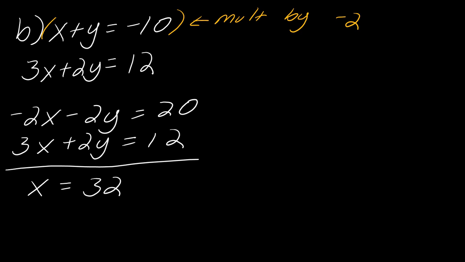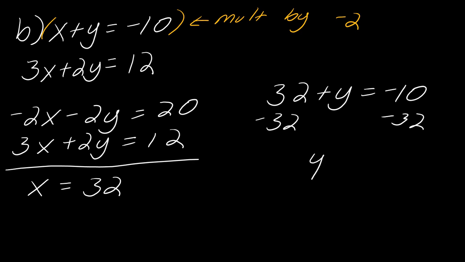Okay. And so now I can plug this back into either one of these equations. So I'm going to have 32 plus y equals -10. If I subtract off the 32, I get y equals -42. And so 32 comma -42, that will be my solution in this case.